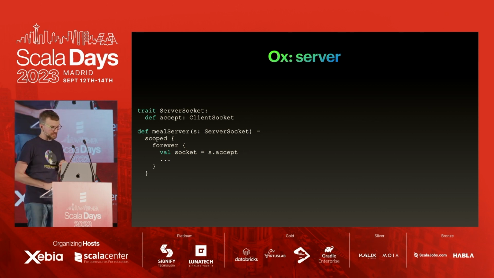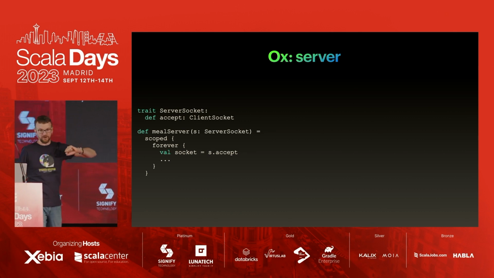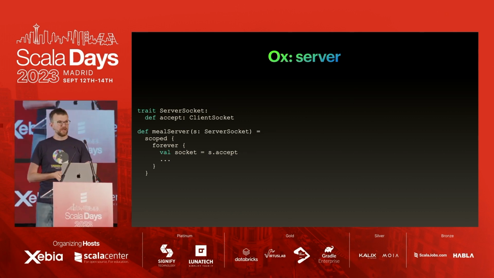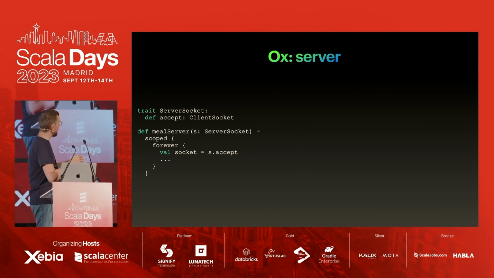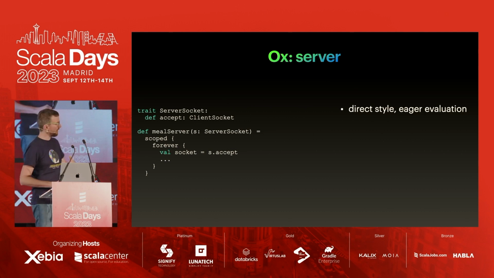What Ox gives us are these combinators like scoped and forever. So forever, of course, is borrowed from the functional effect systems, it will just evaluate the given code block forever, right? Yeah, we've got the direct style with eager evaluation.